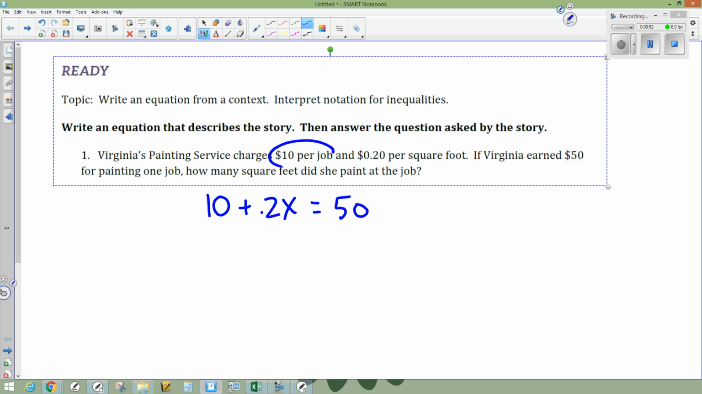Whenever we see the word per, that should help us figure out what's going on. So $10 per job, meaning each time she just shows up to a job, and 20 cents per square foot. So that's going to be affected by the size of the job that she's doing.